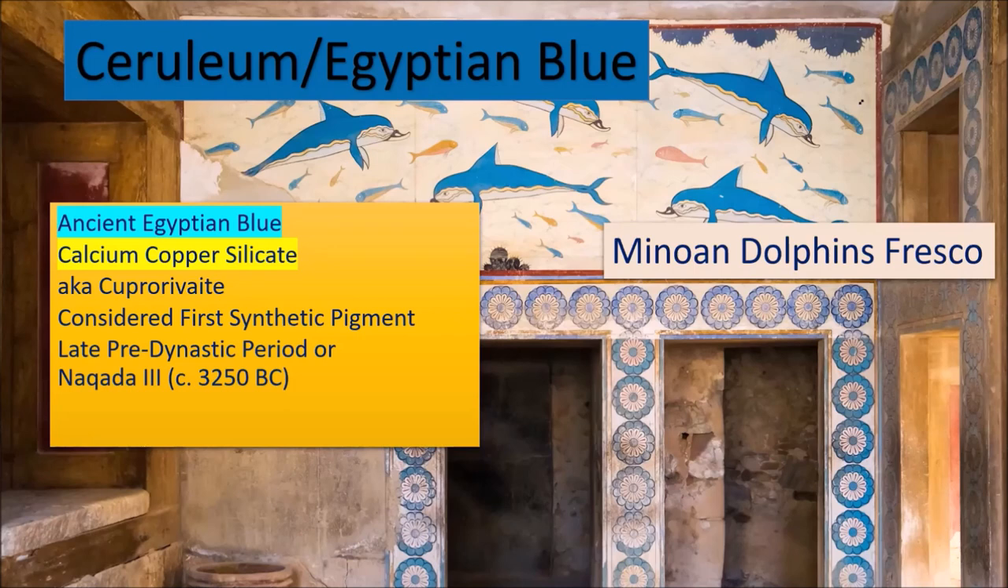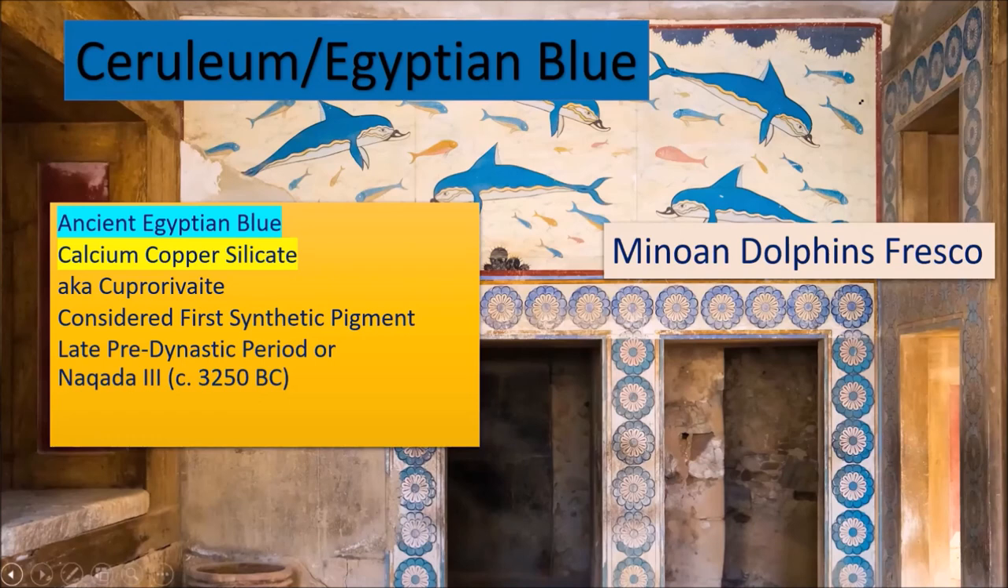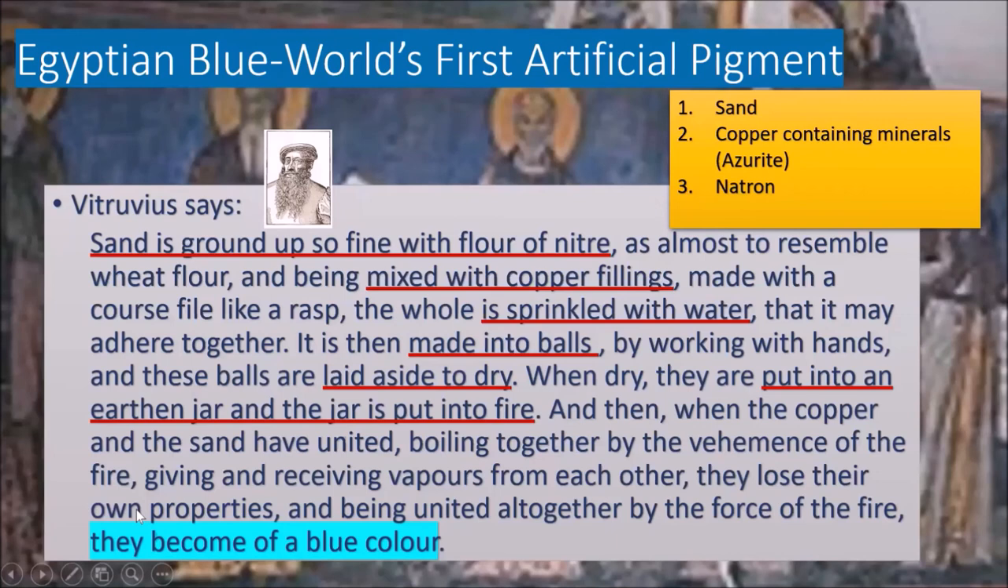This is actually calcium copper silicate, and it is considered the first synthetic pigment. The artist and writer, a very well-known writer of that time, has very nicely described its manufacture, how it was prepared. He was himself running a business. He had a factory creating this particular pigment.